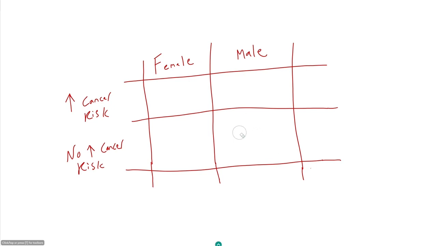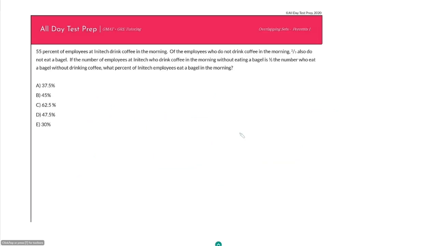So let's take a look now at an overlapping set problem where everything is given in terms of percentages, and we can make those assumptions. 55% of employees at Initech drink coffee in the morning. Of the employees who do not drink coffee in the morning, 2/3 also do not eat a bagel. If the number of employees at Initech who drink coffee in the morning without eating a bagel is 1/2 the number who eat a bagel without drinking coffee, what percent of Initech employees eat a bagel in the morning?